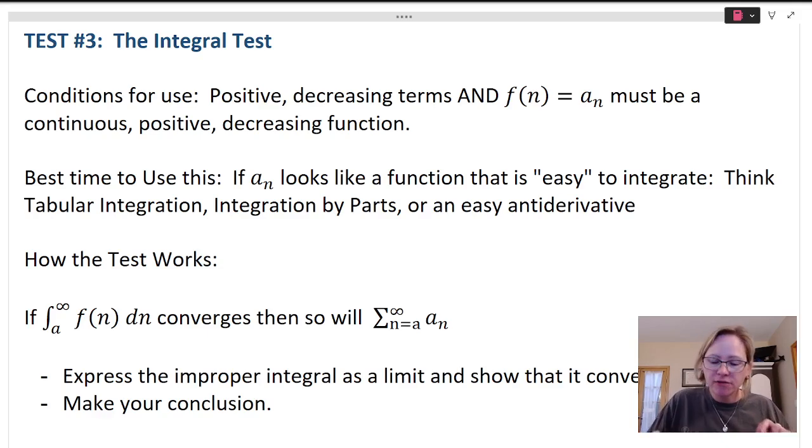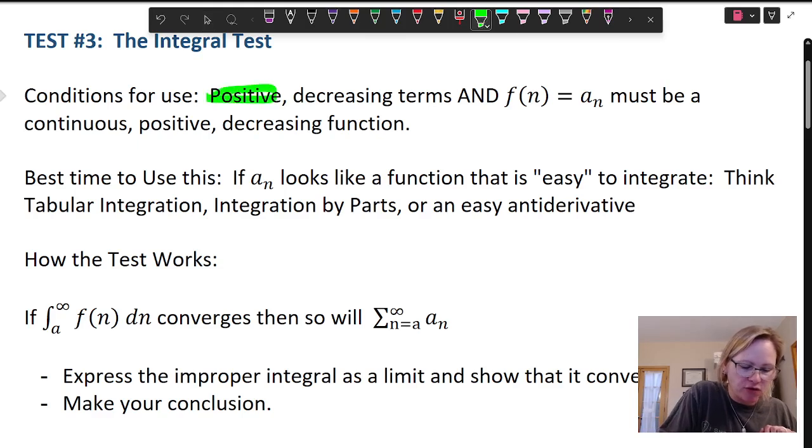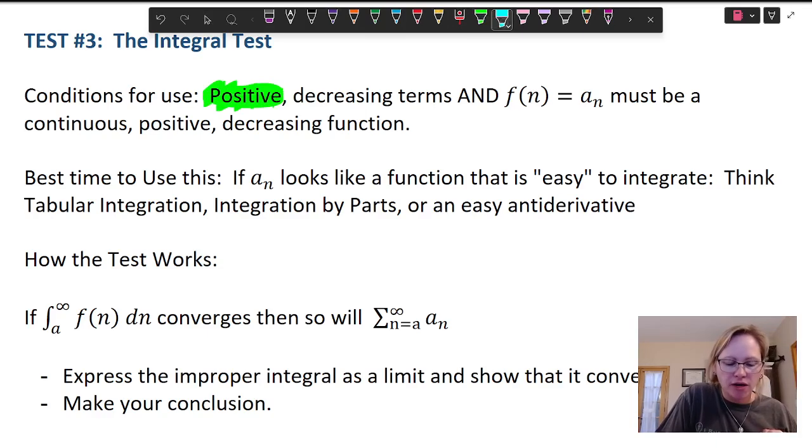For almost every test that we do, we will be requiring positive terms. But sometimes we also require that the terms be decreasing in value. It's not always the case, but for this integral test, you have to show that the terms are decreasing.